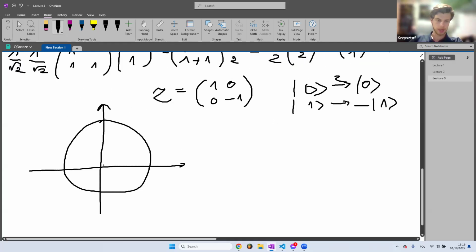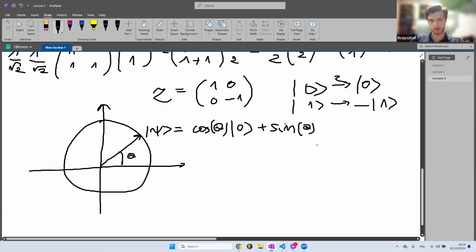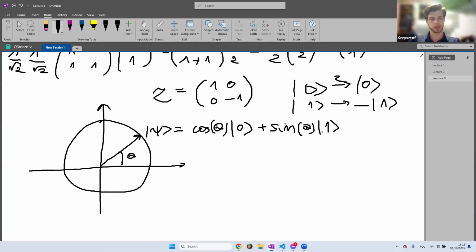So let's take a qubit, for example, this one, and we will instate some state psi, and we will say that this state is, for example, cosine of theta, some arbitrary theta, times the 0 vector plus sine of theta times the 1 vector. And this we will call, as we mentioned before, a superposition of those states.